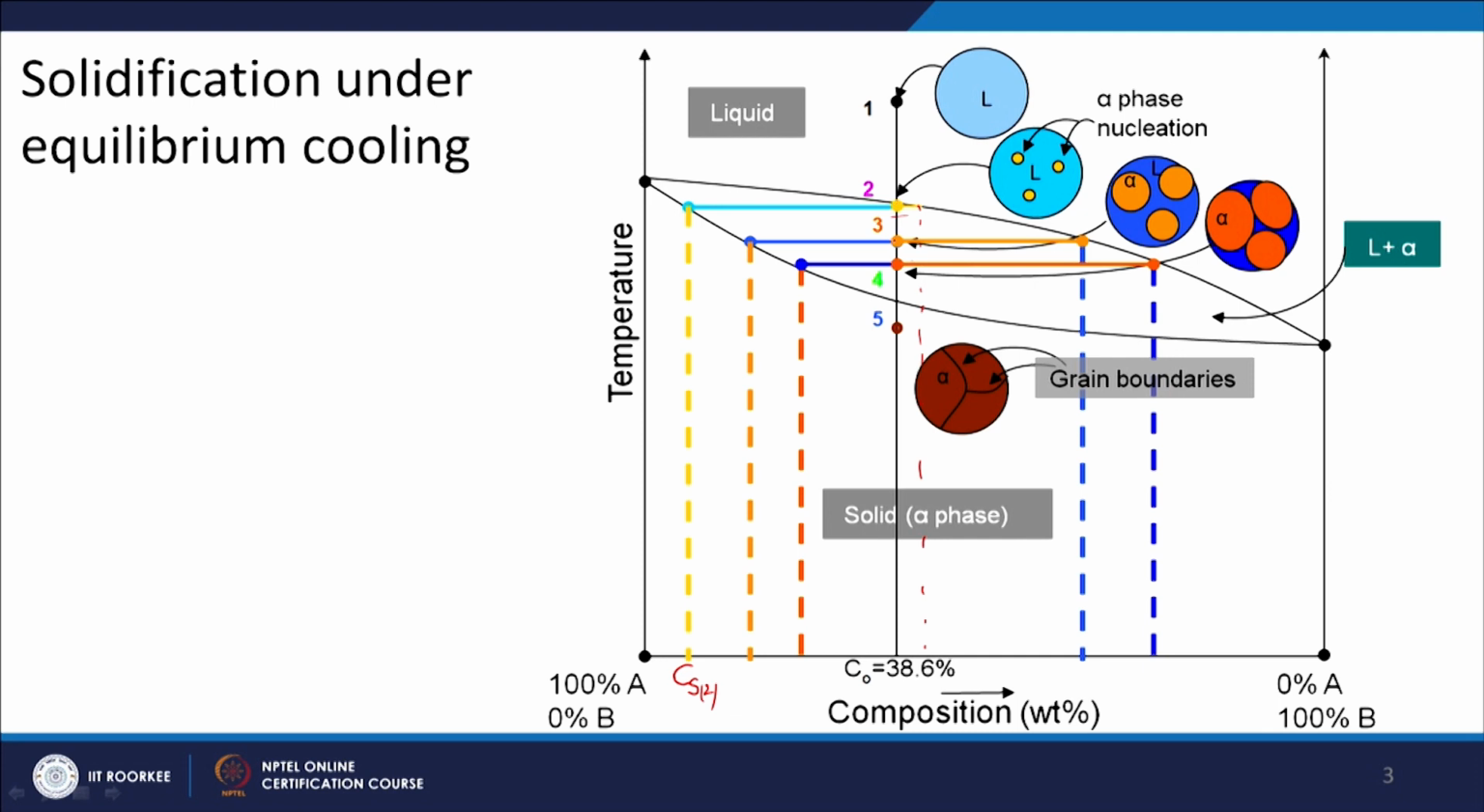Now, after that we have come to point 3 here. Again I can draw a tie line. The composition of solid at point 3 will be given here, so I can again write CS in brackets 3. This will be the composition of solid at point 3. Again I can see where this tie line cuts the liquidus line, and that will give me the composition of liquid at point 3. Again you can see that my solid still has a lower composition than the liquid.